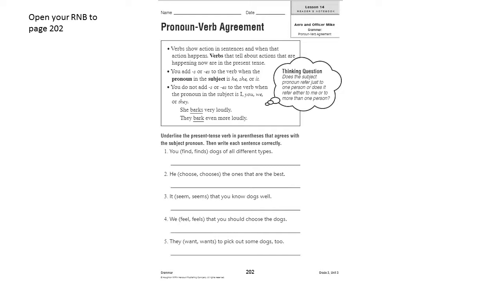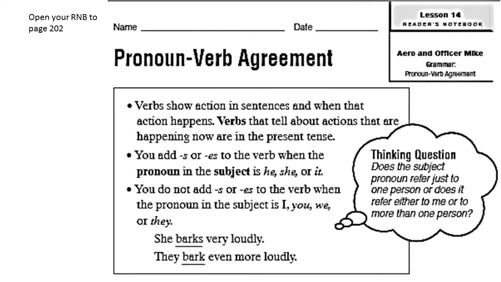Please open your books to page 202 in your reader's notebook, and let's have a look at the first half of this page that explains what is meant by pronoun-verb agreement. Let's have a closer view. Great, so verbs show actions in sentences, and verbs that tell about actions that are happening now are in the present tense. The ones that tell us about the past are called past tense verbs, right? And the ones that have will with them represent the future verb tense.